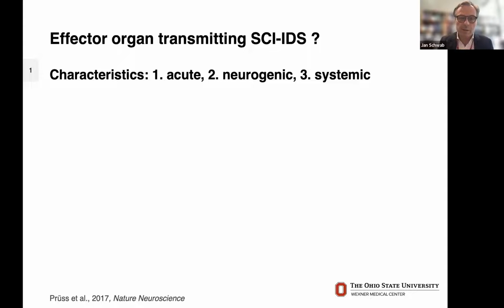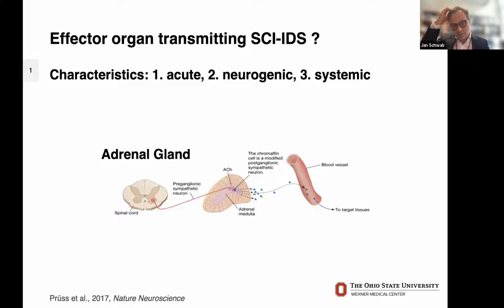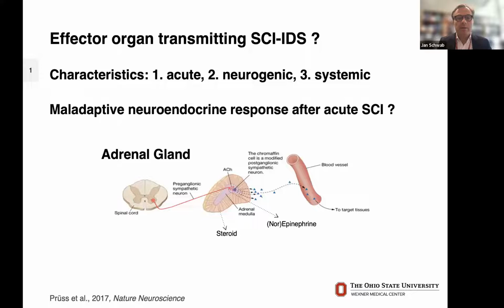There are not many organ systems which can mediate these effects, and very high on the list is, of course, the adrenal gland. The adrenal gland receives preganglionic sympathetic innervation and classically pumps out catecholamines from the medulla and steroids from the cortex, which are the main immunomodulatory or even immunosuppressive hormones produced by the body. Well, to continue further, is there any reason to believe that there's a maladaptive neuroendocrine response after spinal cord injury?